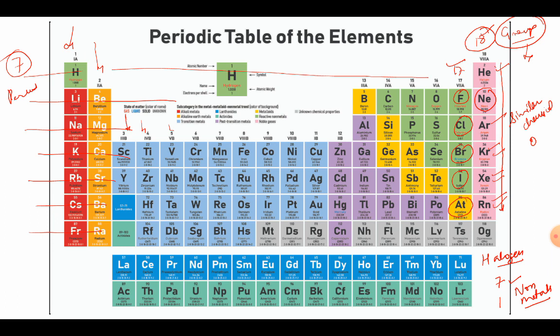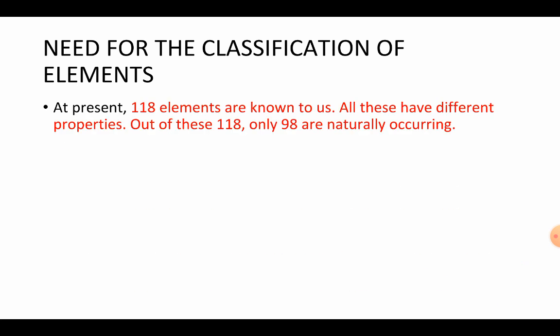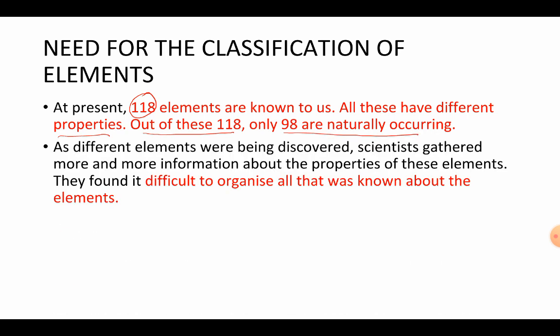I hope that now you are clear. Classification means that we make groups according to the similarities and dissimilarities, and that is the need for classification. So what is the need for the classification of elements? At present 118 elements are known to us, and all of these have different properties. And out of these 118 elements, 98 elements are naturally occurring.